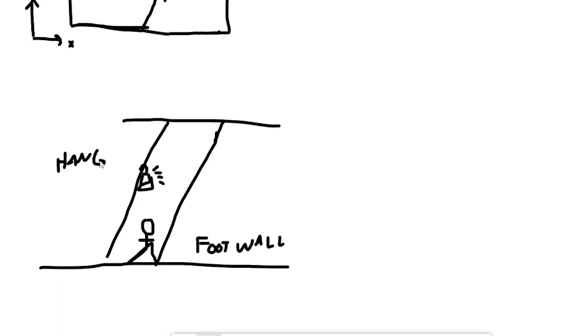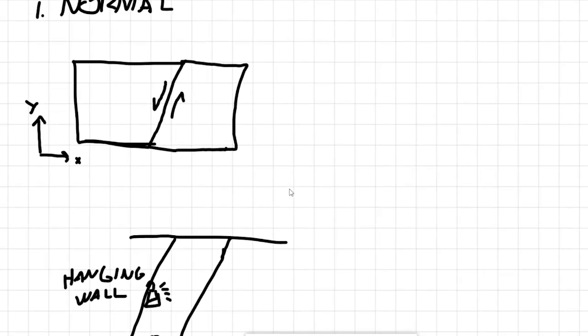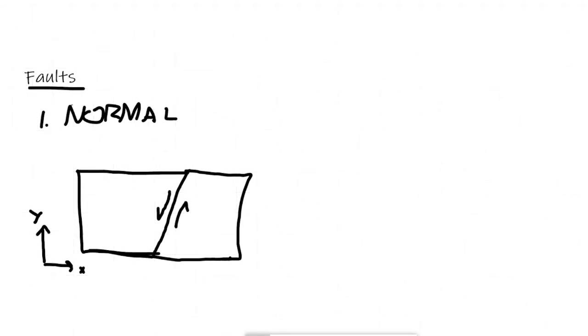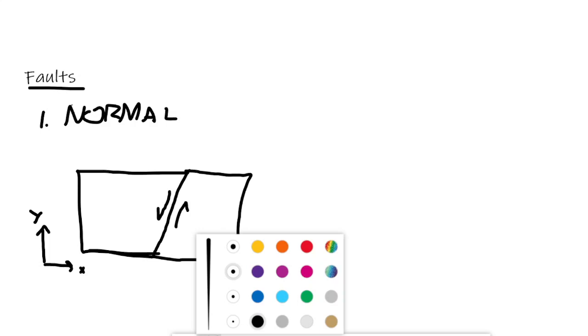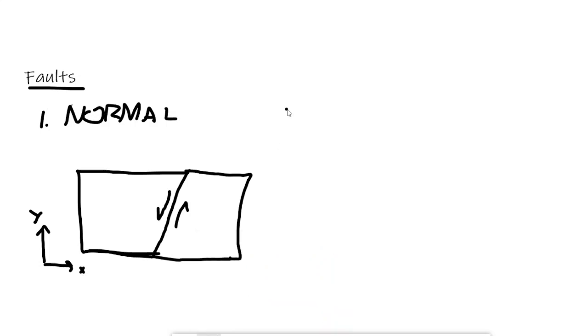And those terms, again, they sound very old school, but they're still used to this day, so that's what we use. So in the normal fault, to use these terms that we just discussed, the footwall moves up. So again, this is the footwall, and it goes up in this normal fault. And this is the hanging wall, and it goes down.